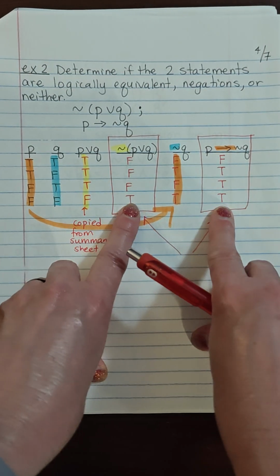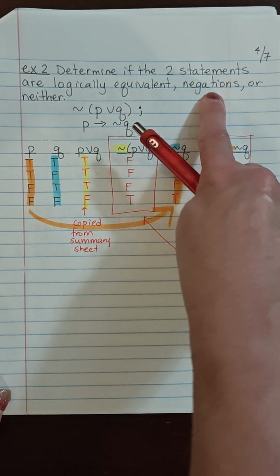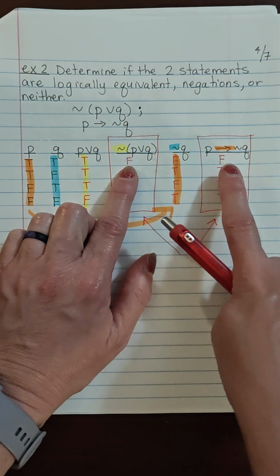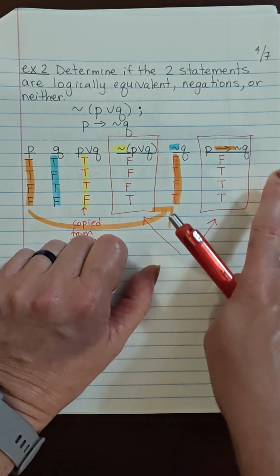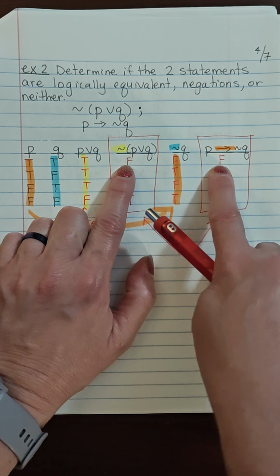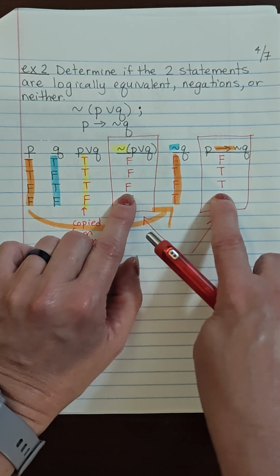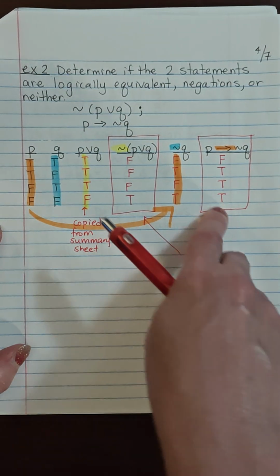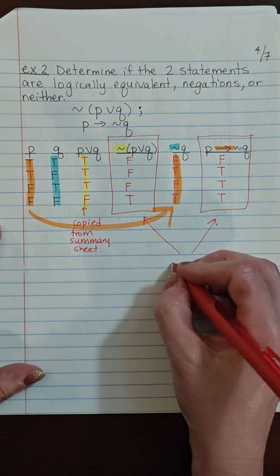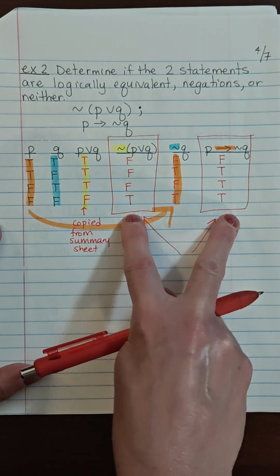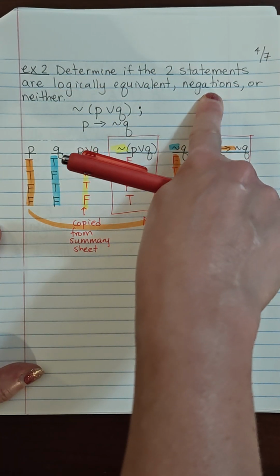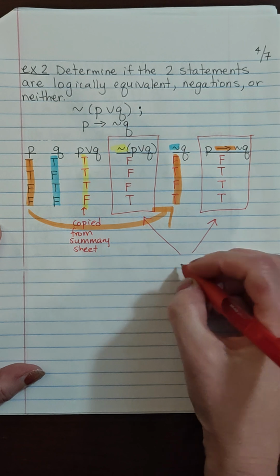False, not the same. Are they negations? Now, negations means they're exact opposites. So instead of false, this would have to be a true. Okay, yeah, no. It actually looks like that one's the same, that one's different, that one's different, that one's the same. It's a mixture, so it's a neither. So these two columns are not exactly the same, nor are they all exact opposites, so that must be a neither.